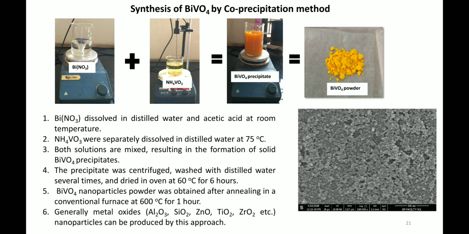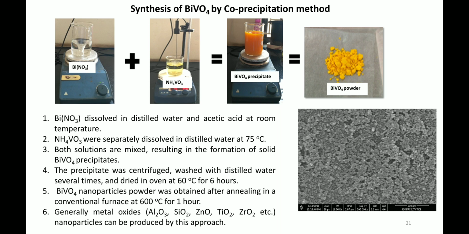As an example, we are trying to learn how to make a material by using a co-precipitation method, because this is a very simple and effective method. One of my students has carried out this reaction, and I take this opportunity to share it with all of you, so that you are able to imagine how to make nanomaterials by using the co-precipitation method. The steps are very simple.